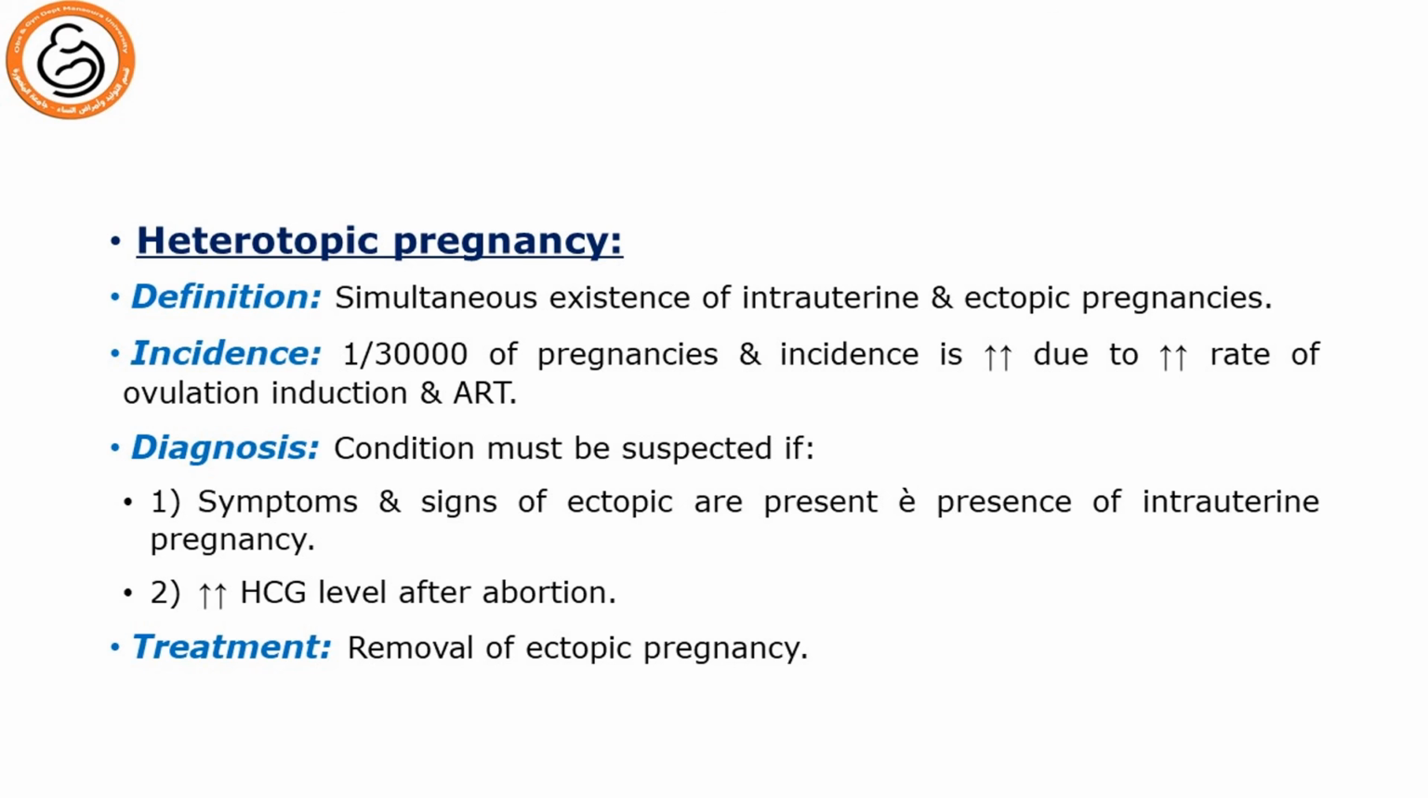Diagnosis: the condition must be suspected if we have symptoms and signs of ectopic pregnancy and there is an intrauterine gestational sac with high HCG level after abortion. Treatment: we do removal of the ectopic pregnancy like any tubal pregnancy using laparotomy or laparoscopy according to the condition and the state of the patient.